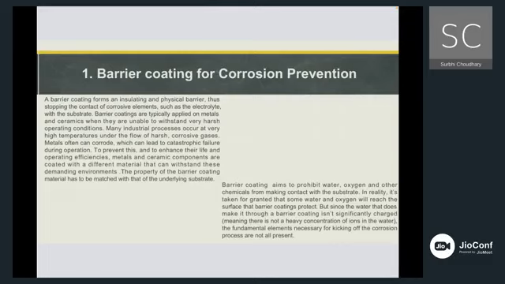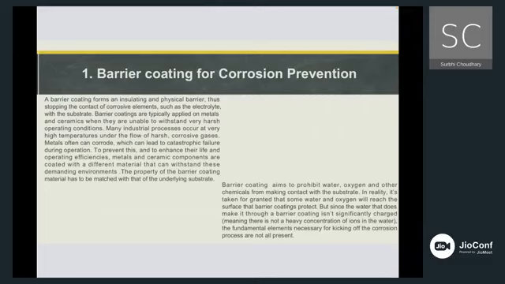In that case only, the barrier coating method is used in order to protect the metal from corrosion. Because of sudden high temperature and the flow of harsh corrosive gases, the metal corrodes, and sudden, or we can say catastrophic, failure takes place in the industries. Catastrophic failure means sudden failure of the machines during process.